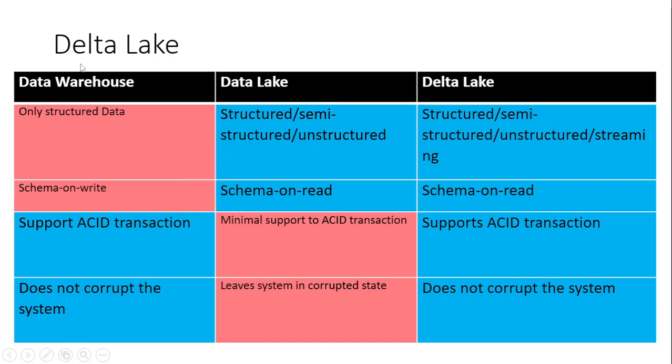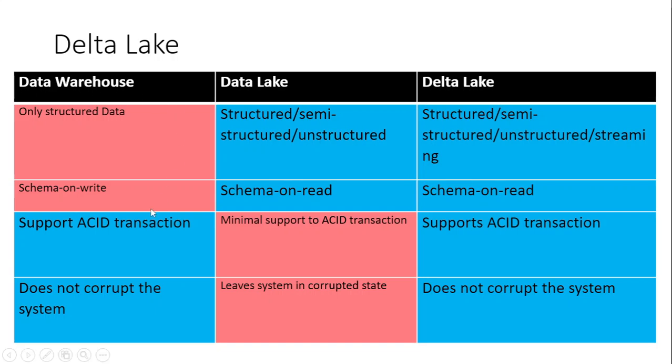If you talk about a data warehouse, we know that it handles only structured data. If you have semi-structured or unstructured data, it will not handle it at all. And all your data warehouses are schema on write, so when you are writing, you need a schema for that. But when it comes to the data lake, it's schema on read. And the data lake, we all know, can handle all types of data: structured, semi-structured, unstructured, all of that.